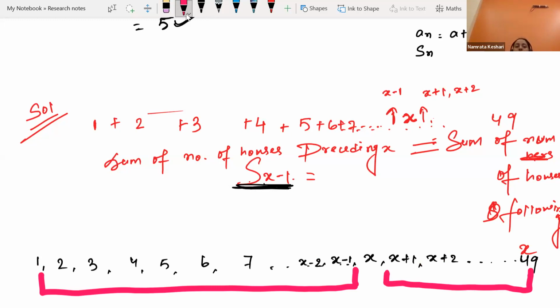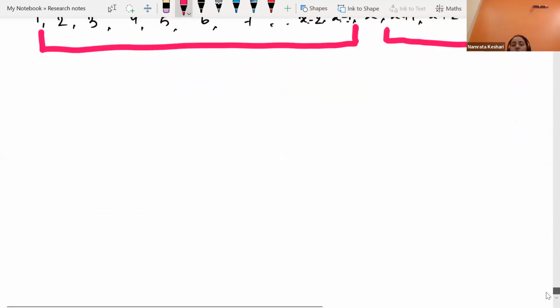Yeah. So for the first one, from 1 to x minus 1, we can write it as x minus 1 terms and use the formula, right? Because we are finding the sum of the first x minus 1 terms. Yeah. But for the next part, which I have written on the right, how to use the formula for x plus 1 to 49, that is the confusion, right? Yeah. So we are not able to use the formula for that portion.